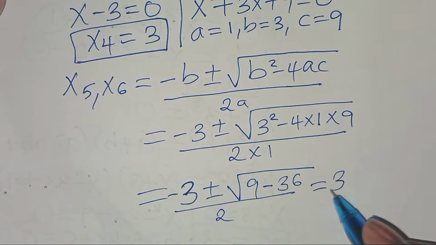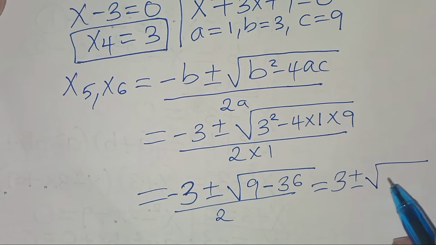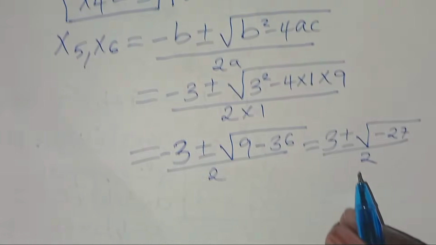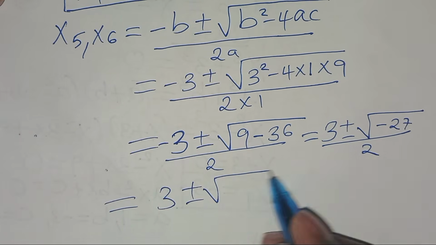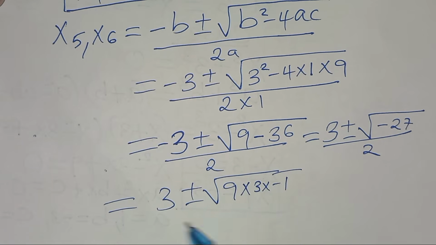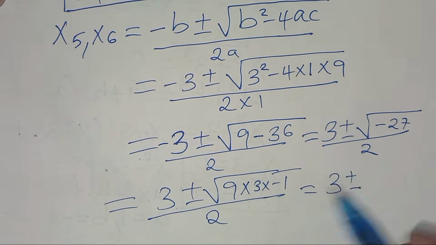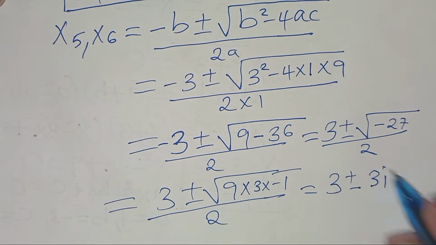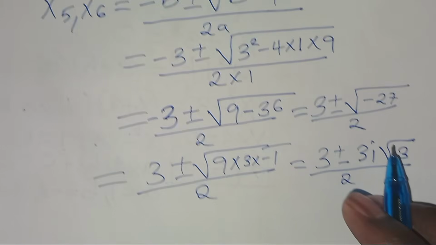So this is the same thing as negative 3 plus or minus the square root of 9 minus 36, this is negative 27. All this divided by 2. We can express this further as negative 3 plus or minus, we can express negative 27 as 9 times 3 times negative 1. All this divided by 2. So this is negative 3 plus or minus the square root of 9, this is 3. The square root of negative 1, this is i. Then we'll have square root of 3. All this divided by 2.